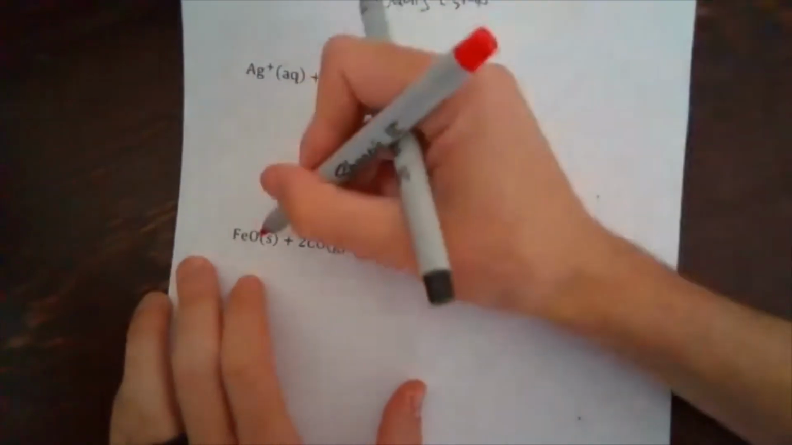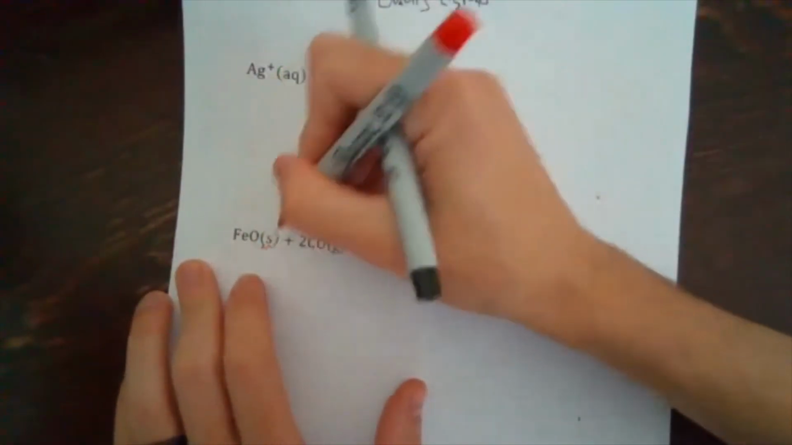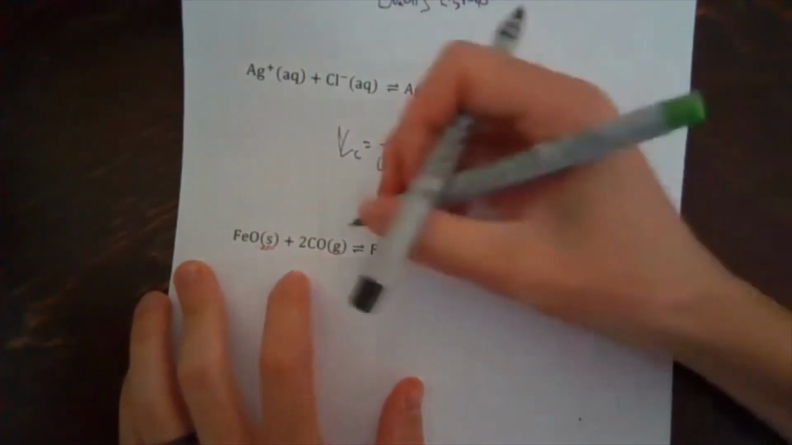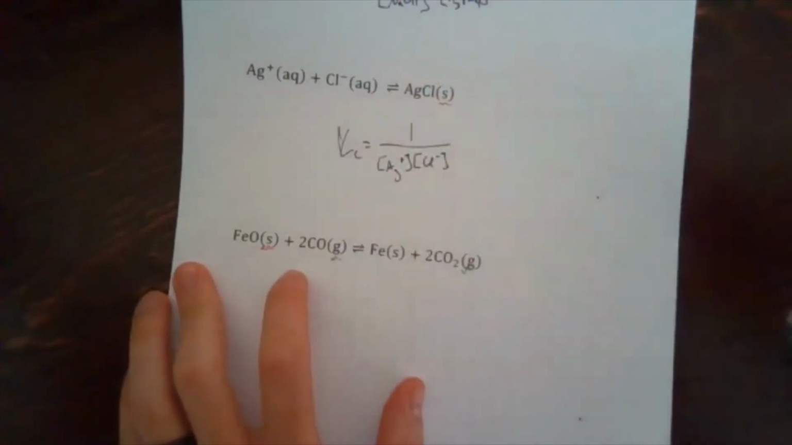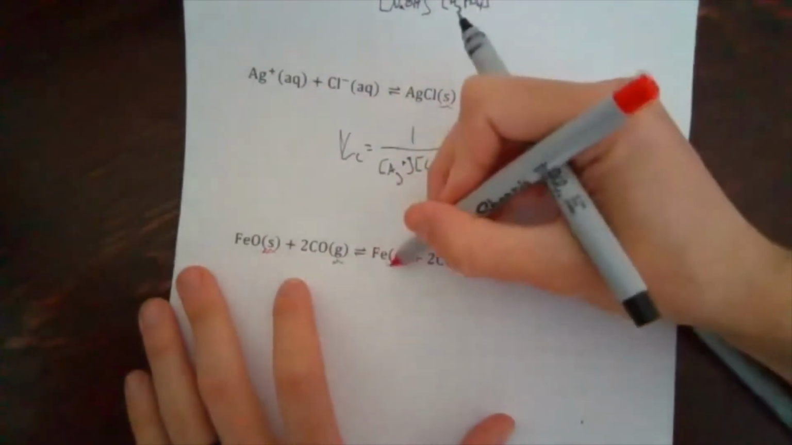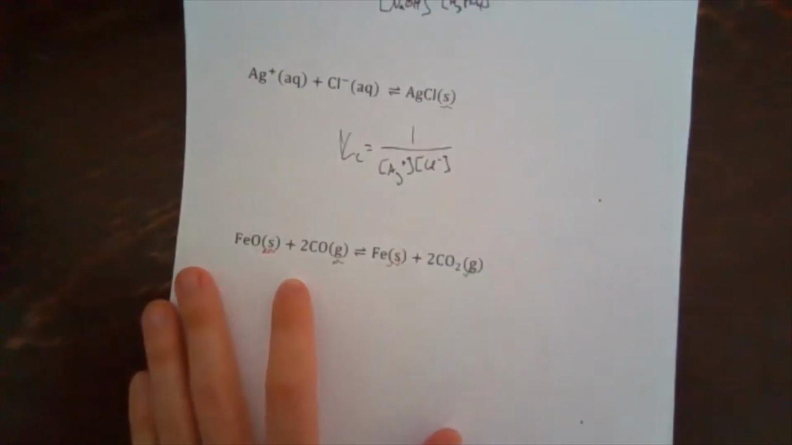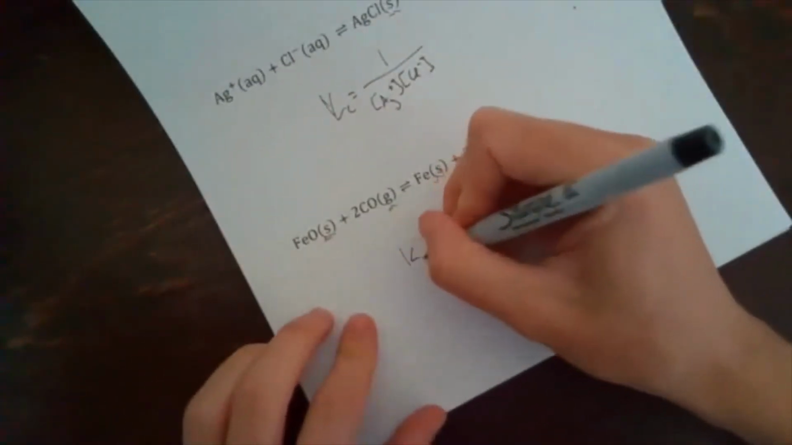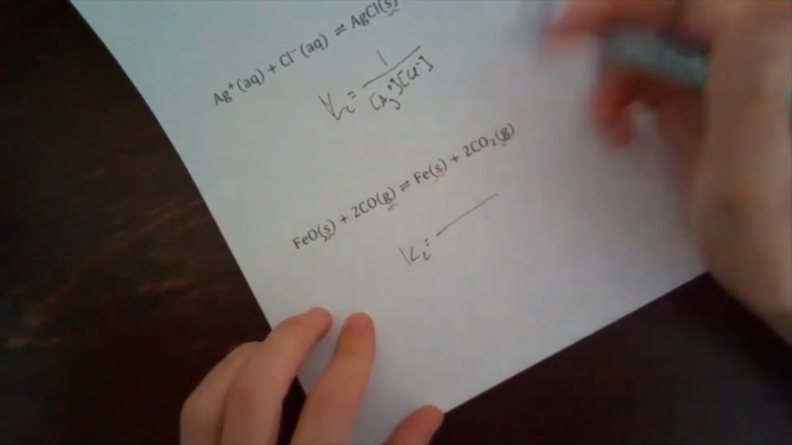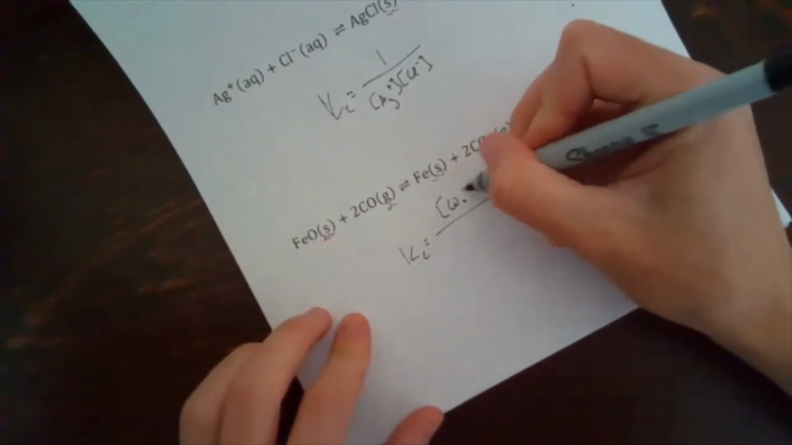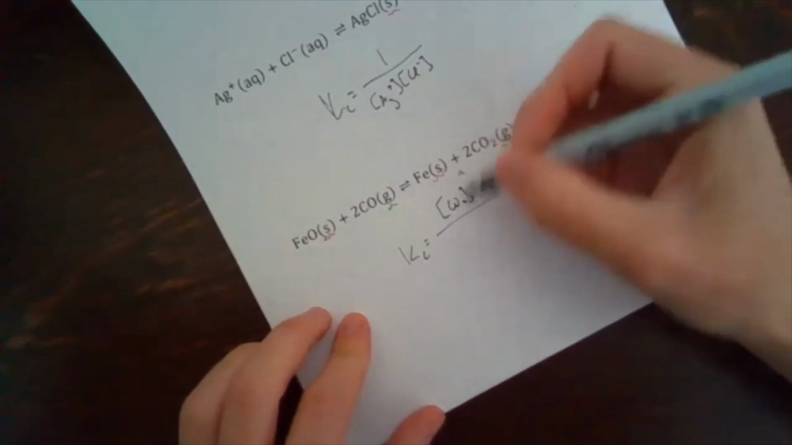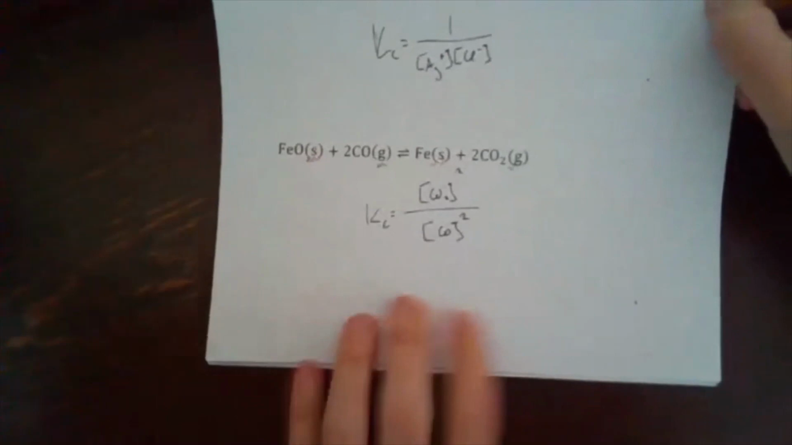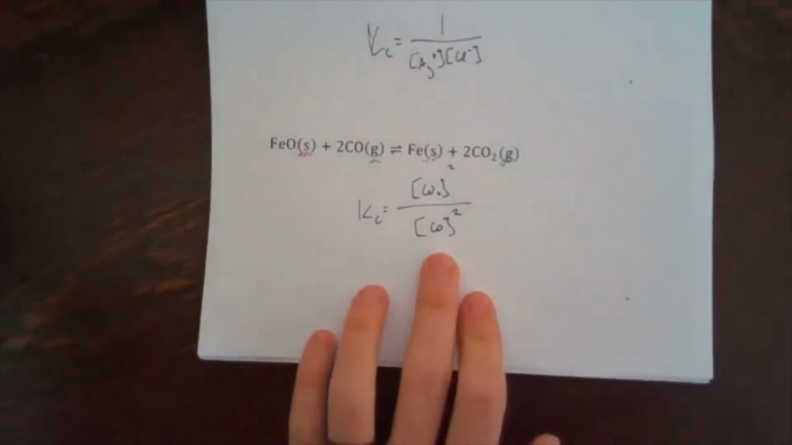FeO solid, does not show up. CO2 gas, that one's good to go. My other gas, but again, the solids and liquids don't show up. Only gases and solutions. So now my Kc is still always going to be the same idea. So that'd be a concentration of CO2 squared, and then a concentration of CO squared. And so there we get our nice equilibrium constant expression.